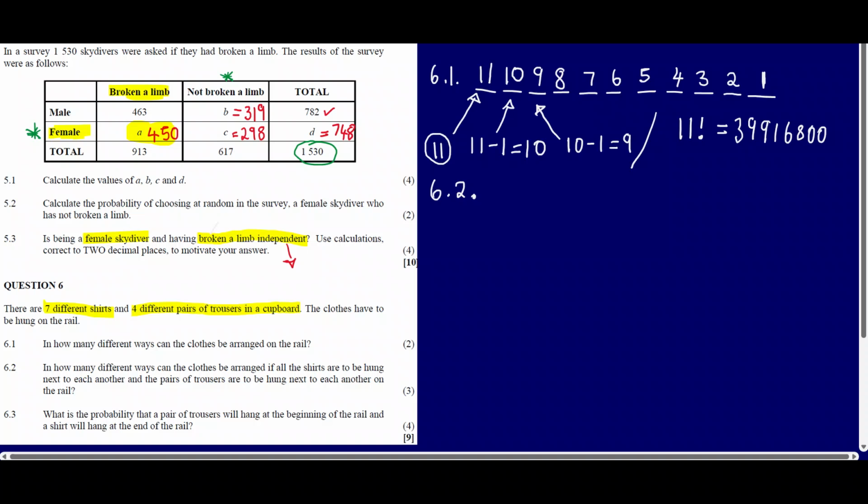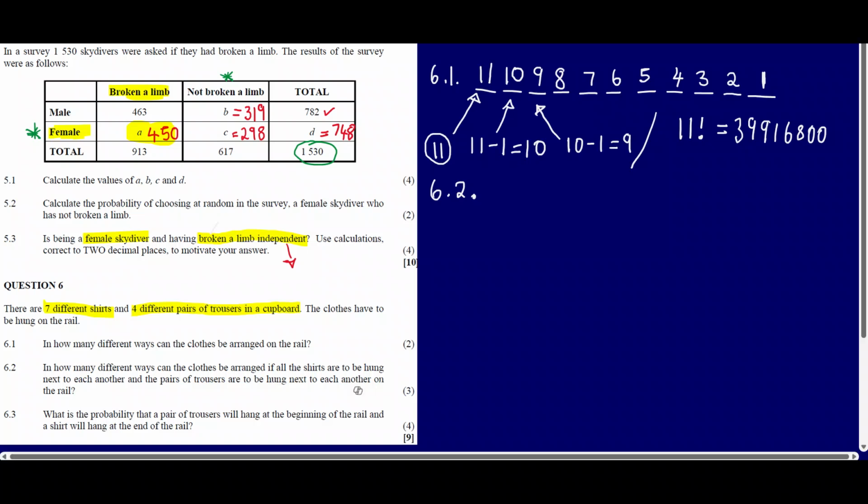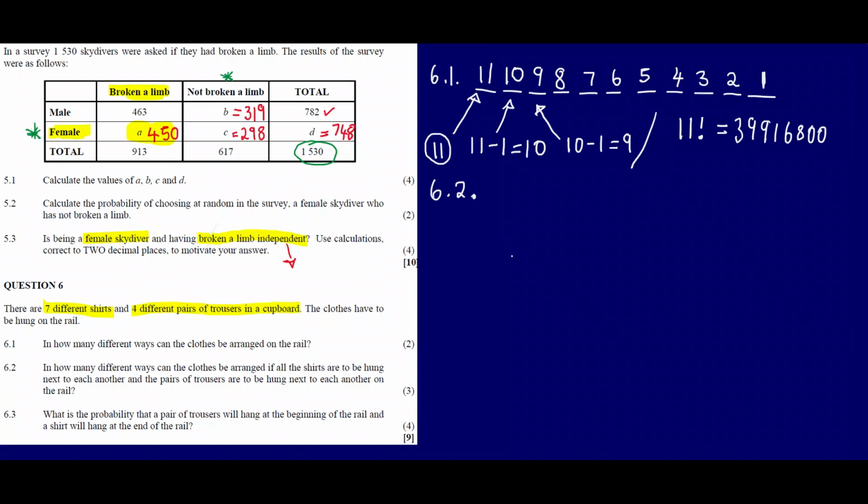We can move on to 6.2 question without the waste of time, and saying in how many different ways can the clothes be arranged if all the shirts are to be hung next to each other, and the pairs of trousers are to be hung next to each other, right, on the rail. So we can now proceed and take a look at these. It's not going to be as easy as the first one, of course, so we can create those 11 spaces here, 1, 2, 3, 4, 5, 6, 7, 8, 9, 10, 11, right?